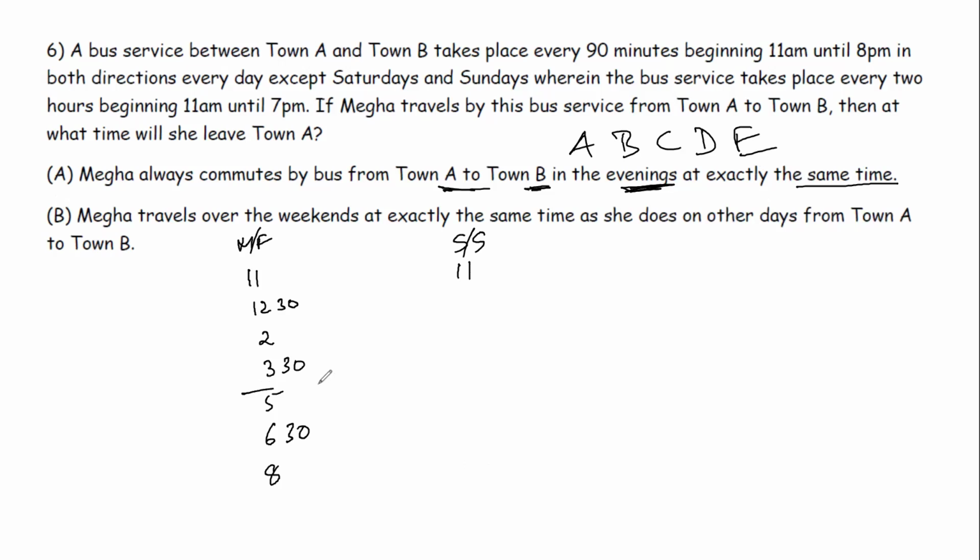Right. Evening. So evening slots are this. So there are three slots. In some countries, this could be the evening slot, this could be the evening slot. We don't know. So A doesn't answer. All right. And she's going at exactly the same time. Bus from town A to town B in the evenings at exactly the same time.